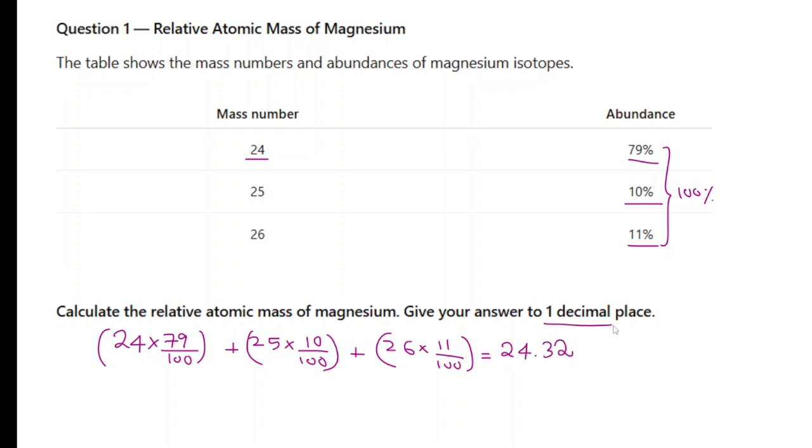24.32. The question says to give it to 1 dp, do the rounding, final answer 24.3.